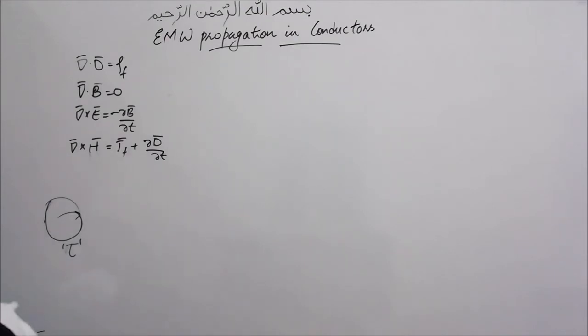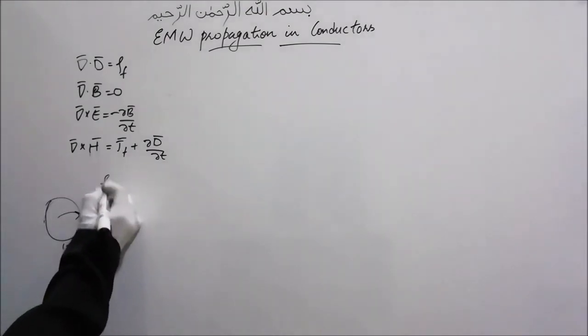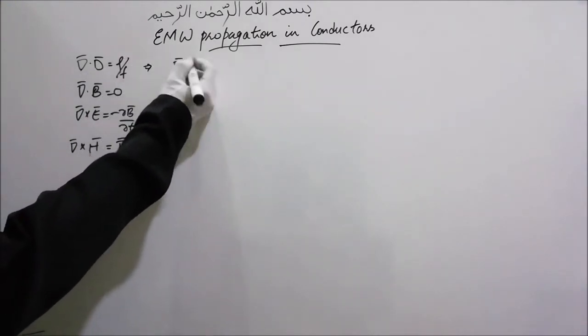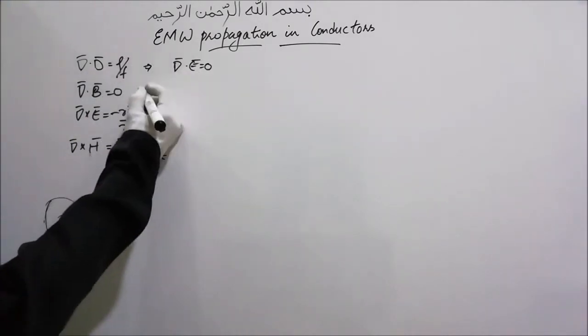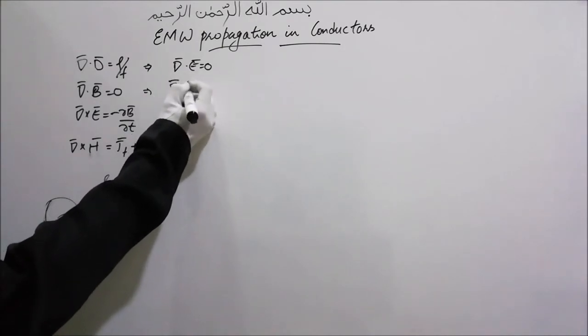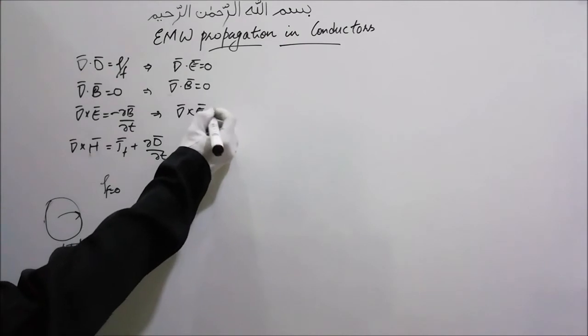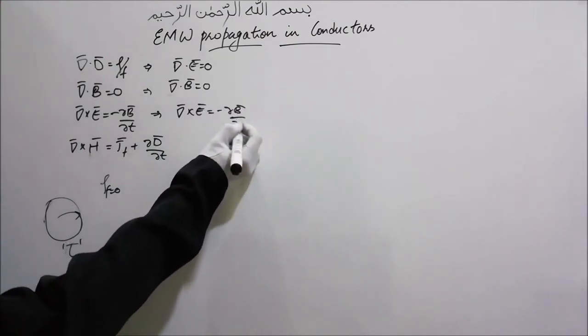Now the volume charge density in the conductor, rho free, is equal to 0. This goes, and this equation now becomes del bar dot E bar is equal to 0. This remains as it is, del bar dot B bar is equal to 0. This remains as it is, del cross E is equal to minus del B by del T.